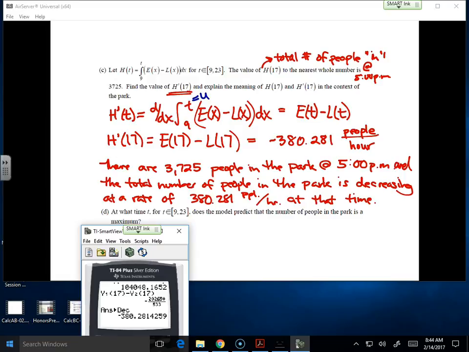Does that make sense, my interpretation, my little paragraph just explaining? Cool. What's letter D ask? At what time t, between 9 and 23, does the model predict that the number of people in the park is a maximum?